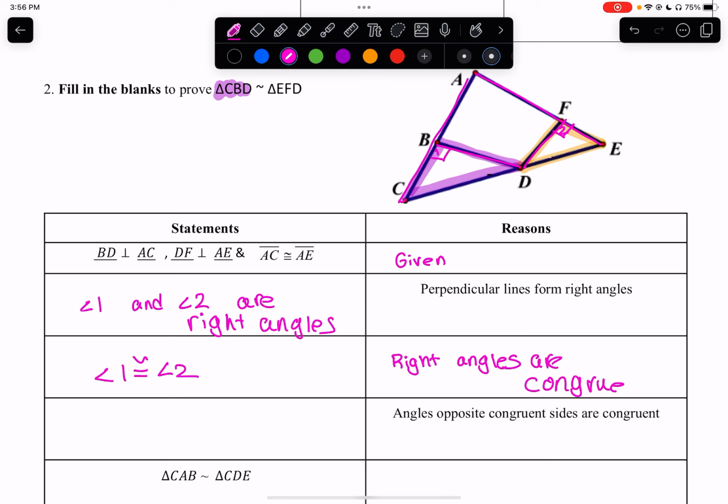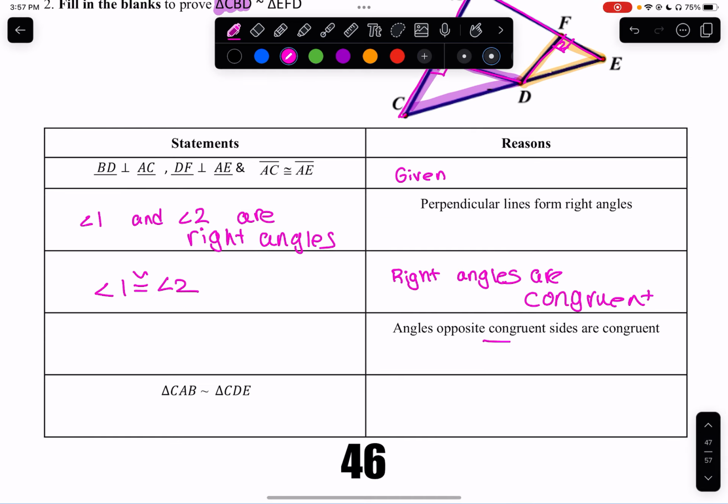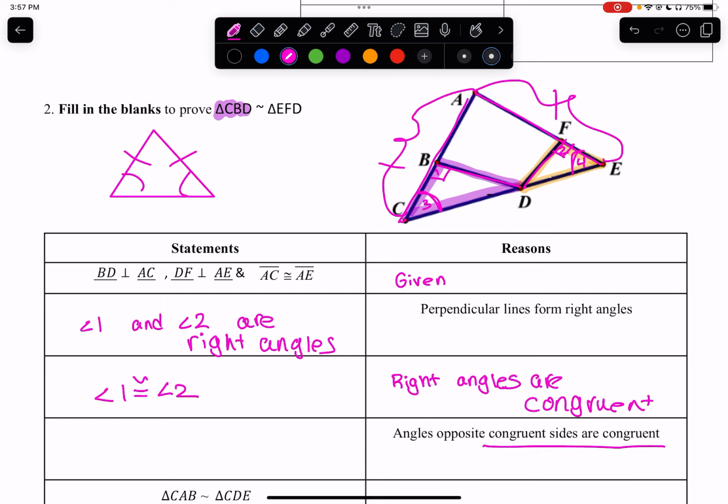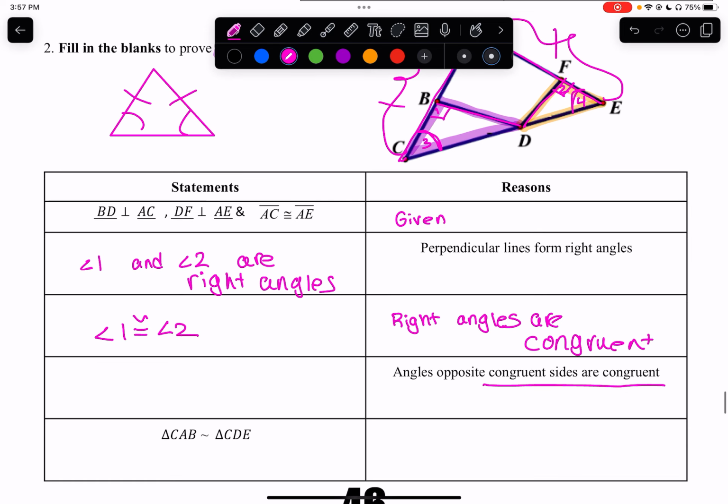Now if you look at the next line, angles opposite congruent sides are congruent. That's going back to our idea of an isosceles triangle. When you have two congruent sides, you have two congruent base angles. So we know that AC and AE are congruent. Then our base angles, let's call them 3 and 4, are also going to be congruent. They didn't state it is an isosceles triangle, so you're not going to use that in your reasoning. You can just say that angle 3 is congruent to angle 4 because they are opposite congruent sides. And like we've been doing, this is similar by angle, angle.